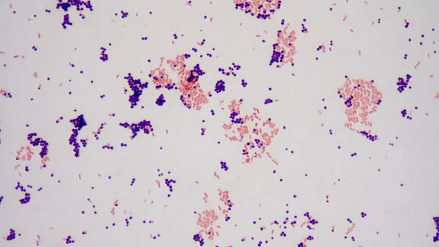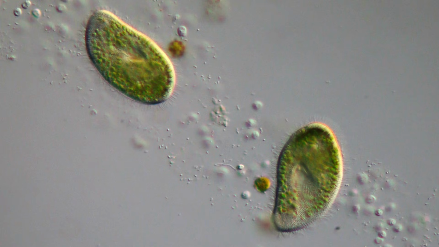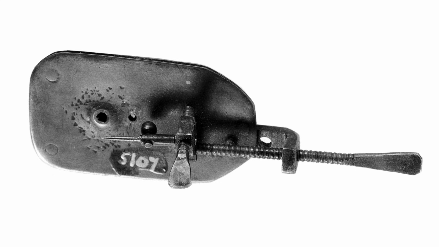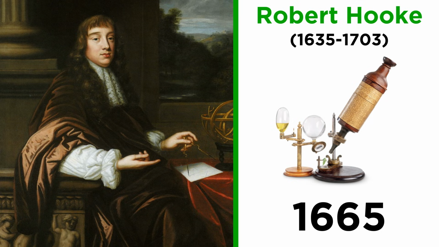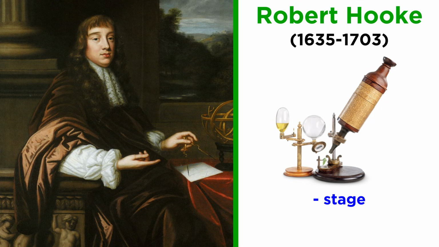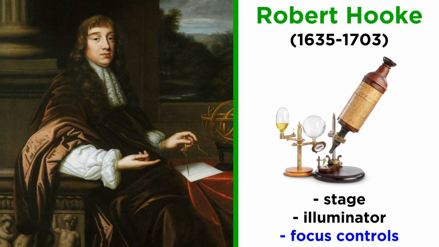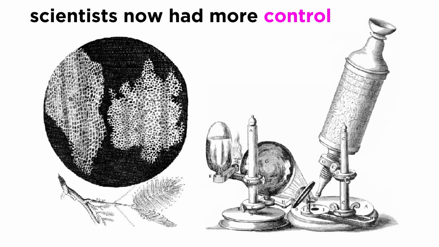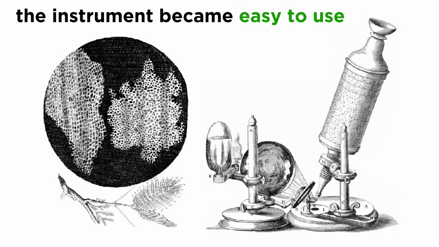At this point in time, the world of microorganisms was unlocked and available for study, but the look and accessories of the compound microscope were still far from what we recognize as a microscope today. It wasn't until 1665 that Robert Hooke, a scientist from the United Kingdom, added features to the microscope like the stage to hold the specimen, the illuminator to shine light on the specimen, as well as focus controls. These accessories allowed scientists to have more control over how they view the specimen. Additionally, these accessories made using the microscope much simpler, such that individuals would require very little training to operate it.